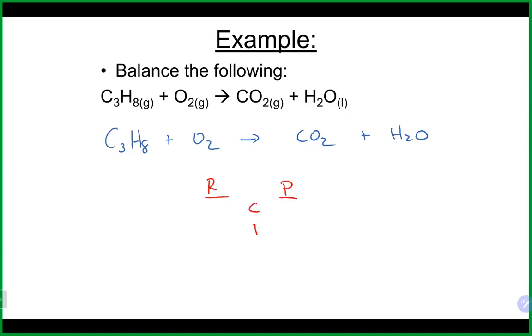So just going to list the elements: carbon, hydrogen, and oxygen. On the left-hand side, we have 3 carbons. Right-hand side, we have 1. Left-hand side, we have 8 hydrogens. Right-hand side, we have 2. 2 oxygens on the left. And how many oxygens do we have on the right? We have 3. We have 2 there plus 1 more over here. So that is 3. So we want to make sure we count it correctly.